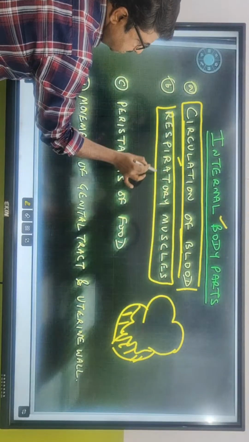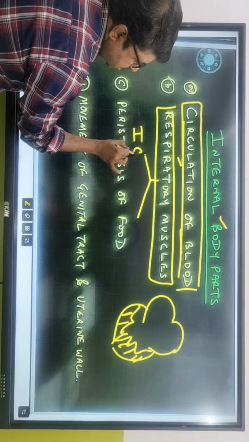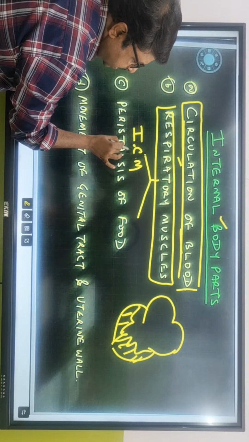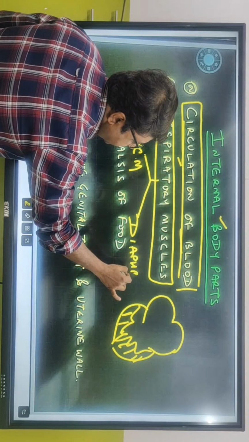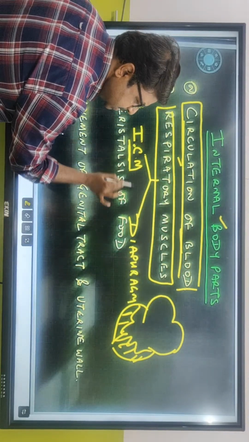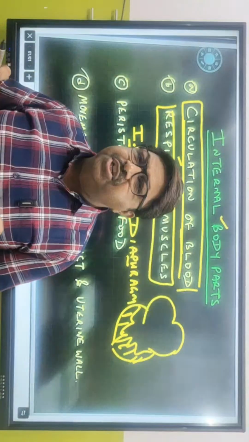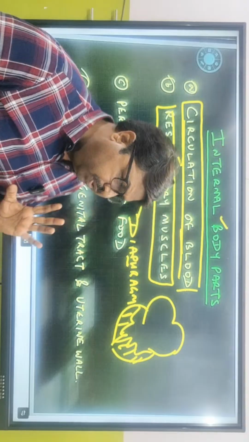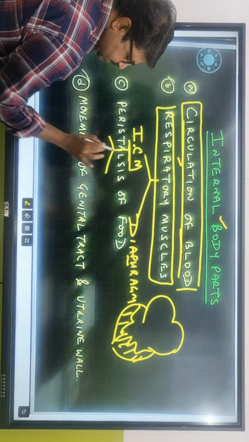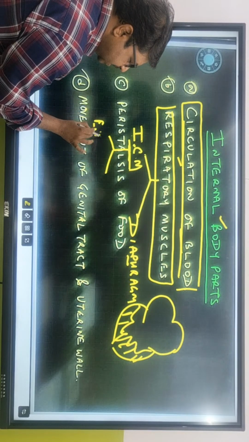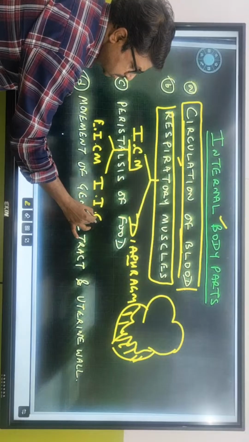Respiratory muscles. Respiratory muscles दो तरह के होते हैं. One is intercostal muscle. क्या नाम है? Intercostal muscle. And the other one is diaphragm. So intercostal muscles and diaphragm. These are the two different types of muscles which help in inhalation and exhalation. Though we know that the intercostal muscles are two different types. One is external intercostal muscle and the other is internal intercostal muscles.